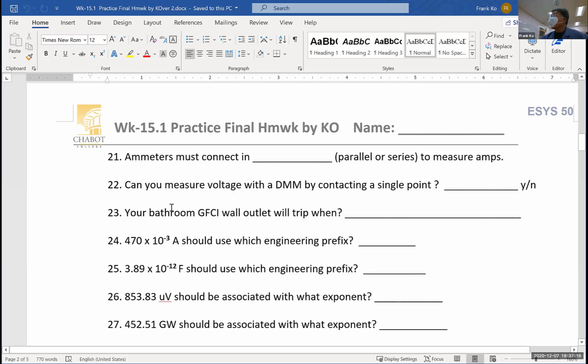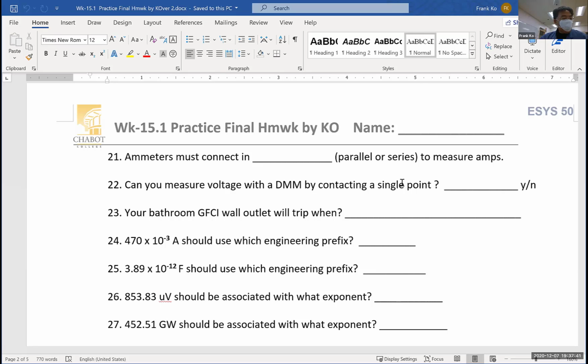Discord, could you take a look at the question as I rephrased it? Can you measure voltage with a digital multimeter by contacting a single point, yes or no? Wei Ji? No. You have to contact with a voltmeter how? Two points. Must be 2 points, okay? Number 23, your bathroom GFCI wall outlet will trip when what happens?